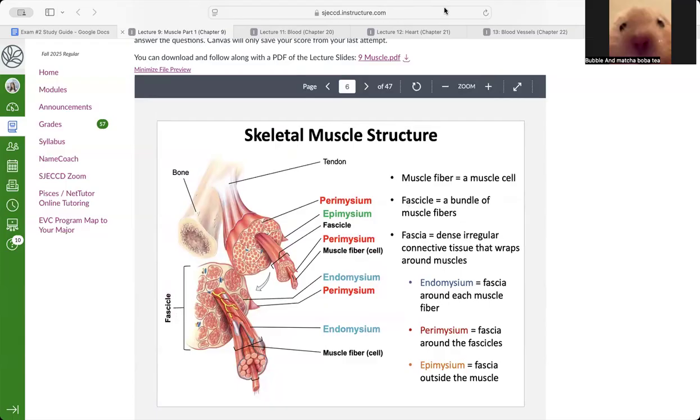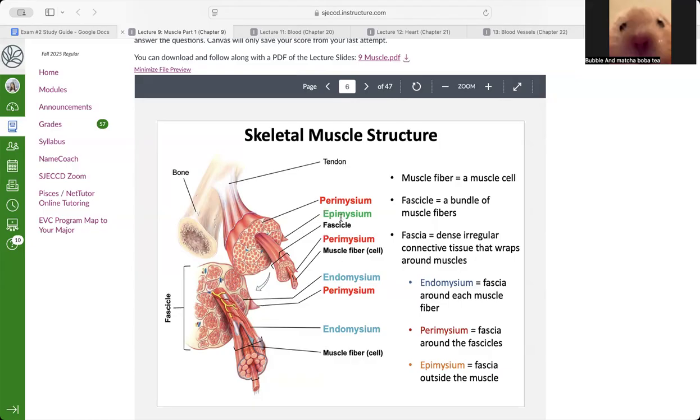So it consists of the perimysium, which is the fascia around the fascicles. So it's like this inside right here. You look at it, it's just this inside. And endomysium surrounds each muscle fiber. So all these little muscle fibers inside are endomysium.